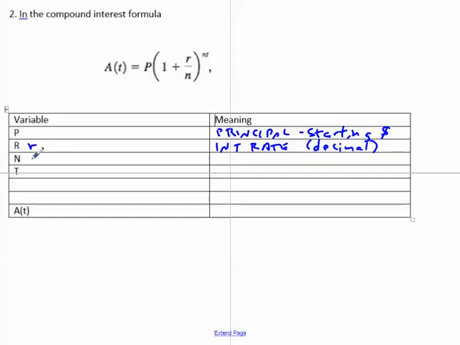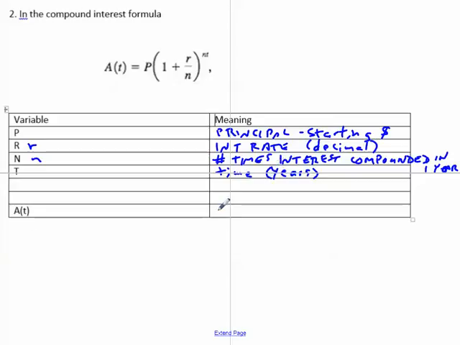N should be a small n, I guess, according to our formula here. N is the number of times that the interest is compounded or interest is calculated in 1 year. We're going to get to that in just a second. T is time in years. Has to be in years.